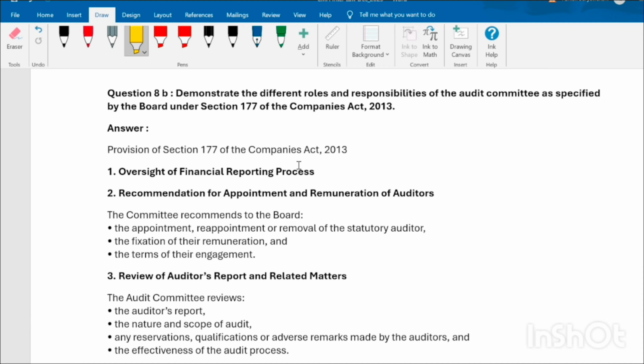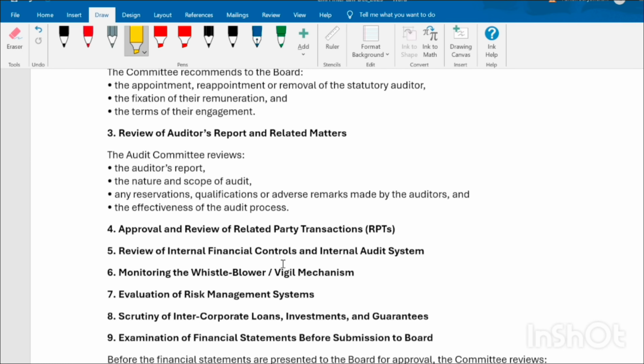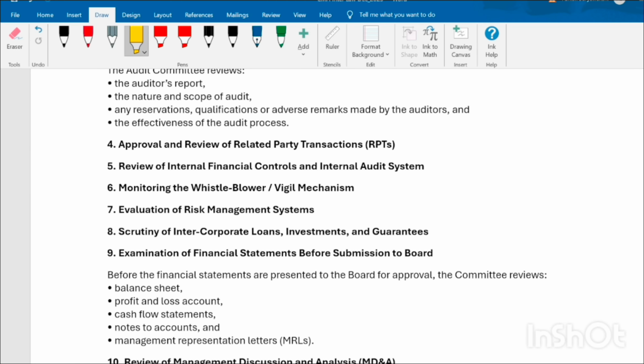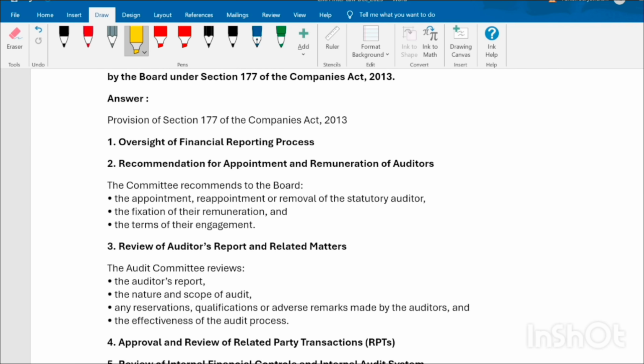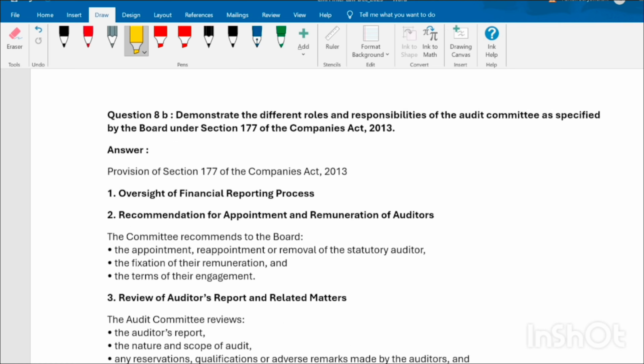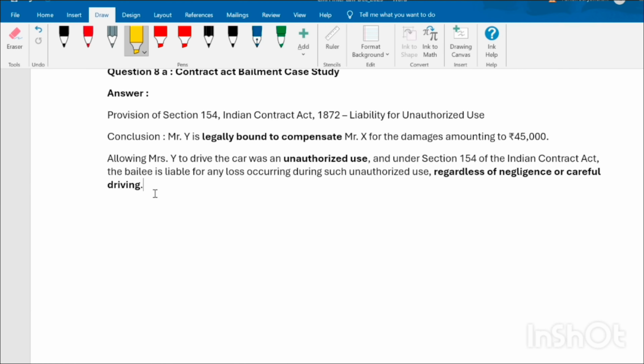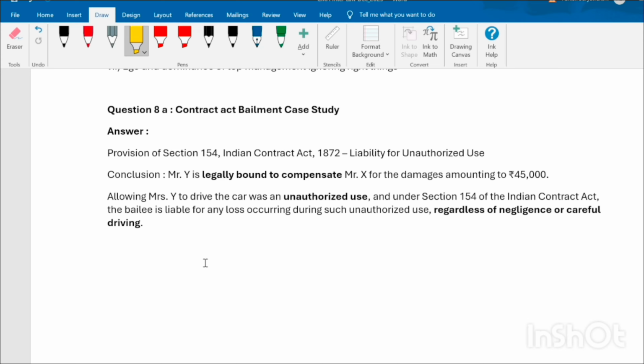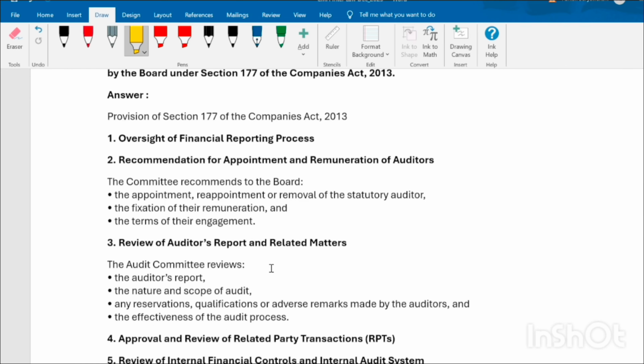And you have to write that the audit committee can recommend the remuneration of the auditor, the appointment of the auditor, can check the financial statements, internal control systems, whistleblowing policy, and other things. Yeah, for this I have written 10, 11 points here. You have to write these points. I hope you have attempted this question because this is an easy question. Yes, I have seen that one question is a little tough and another is easy.